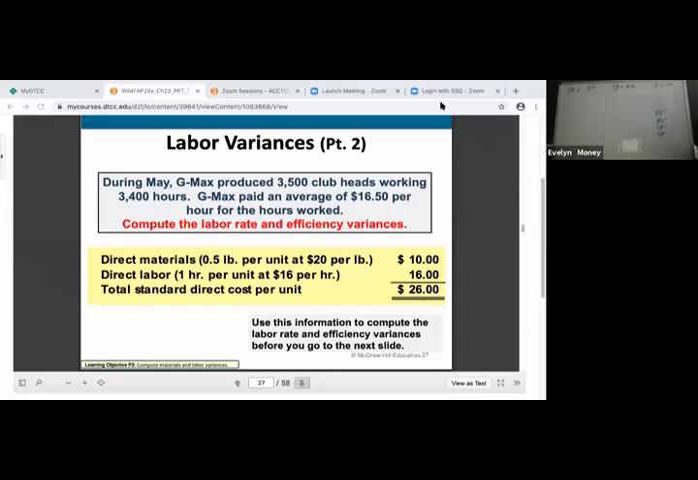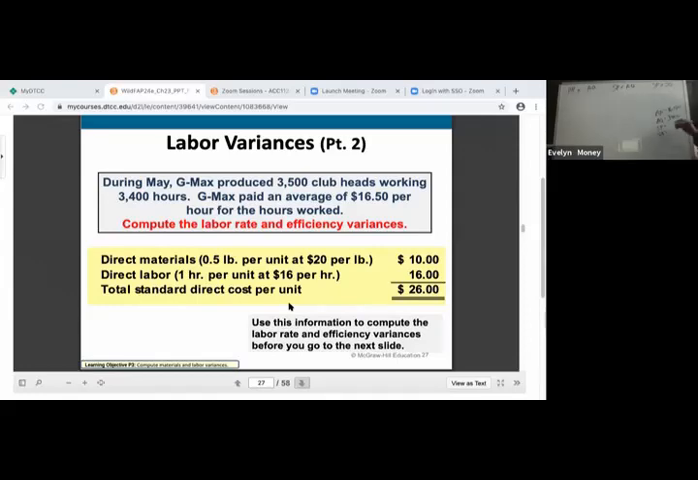So in terms of the actual price here, I'm focusing on labor, and we're told that, again, they produce 3,500 club heads working 3,400 hours. That 3,400 hours is my actual quantity. We paid our employees an average of $16.50. That's my actual price. In terms of my standards, this is when I have to come down to my yellow table. Ignore the totals here. We're looking at the numbers in parentheses.